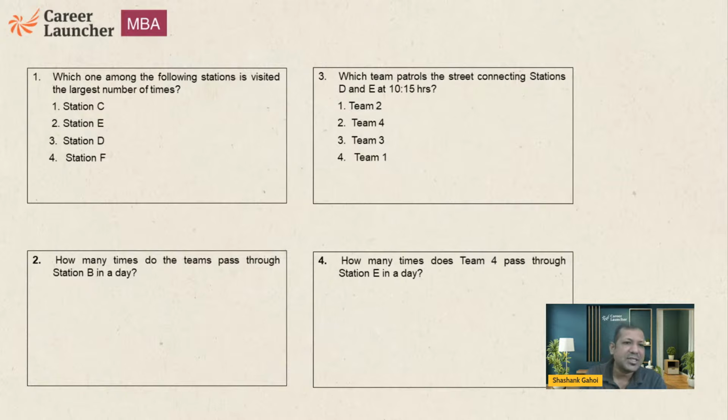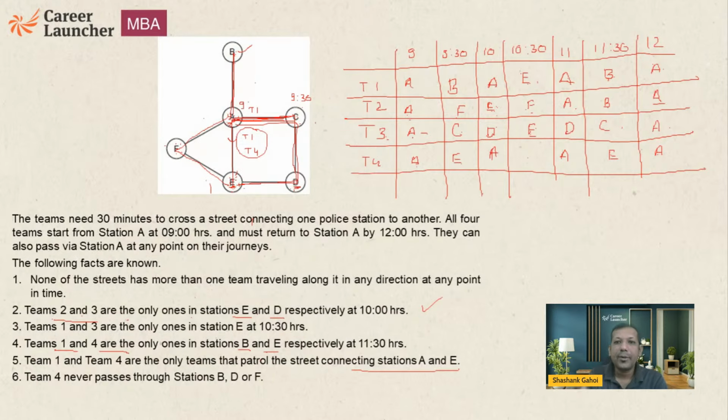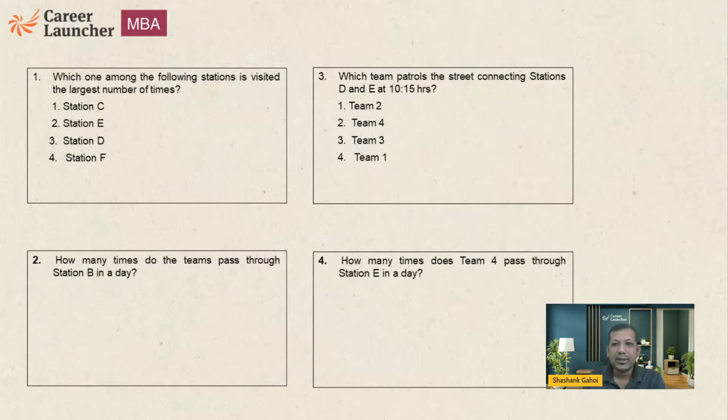Let's read the questions and get the answer. Which of the following is visited maximum number of times? Which alphabet can I see maximum number of times? F is a couple of times. E is, I think, 1, 2, 3, 4, 5 times. So which station is visited maximum number of times? That is going to be station E.